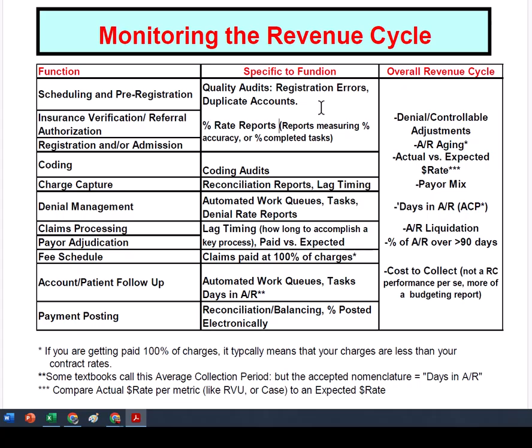In the surgery center world, operative reports have to be in within 24 hours. There's always some physicians that are slow to do that. We measure the lag time, and then we get on these physicians. You've got to turn in your operative report so we can bill it. Denial management, we'll talk about that. All sorts of lag timing reports, claims paid at 100% of charges, anecdote time.